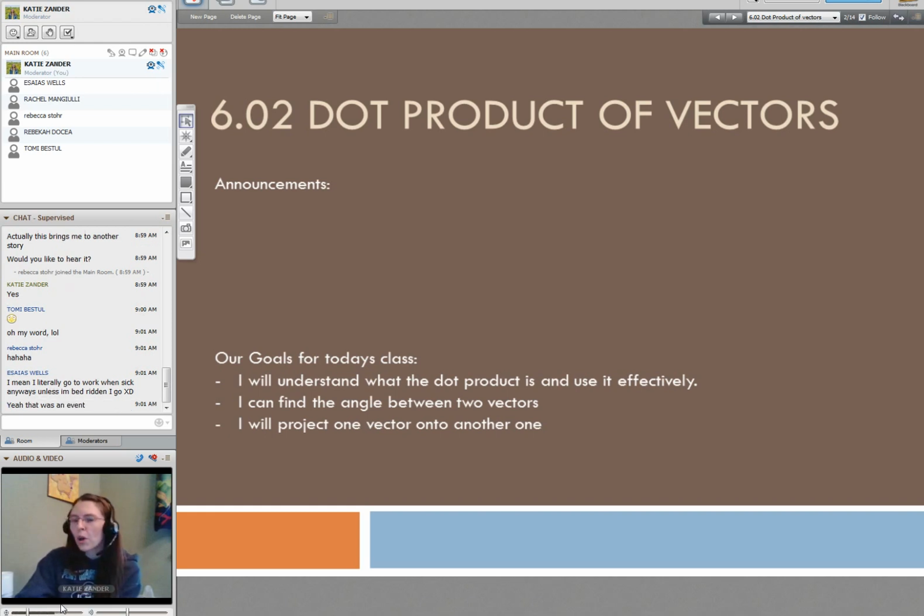6.01 seemed to go pretty well. Any major questions with our vectors, like resolving the vector or anything like that? The homework assignments, I mean, overall, it went pretty well.